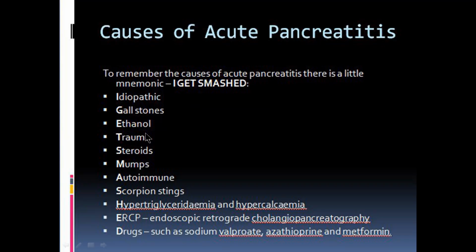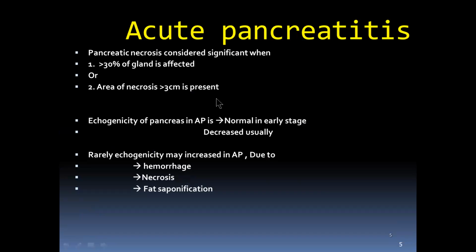T for trauma, S for steroids, M for mumps, A for autoimmune, S for scorpion sting, H for hypertriglyceridemia and hypercalcemia, E for ERCP procedure, and D for drugs such as sodium valproate, azathioprine, and metformin. So these are the causes of acute pancreatitis.